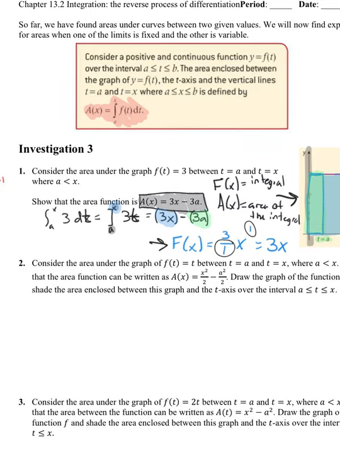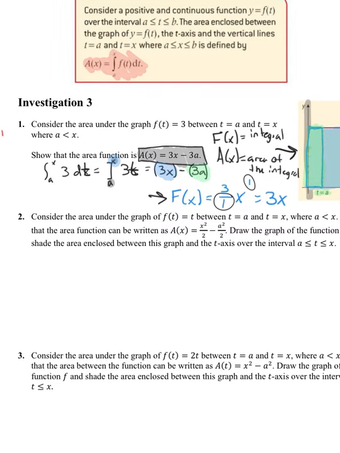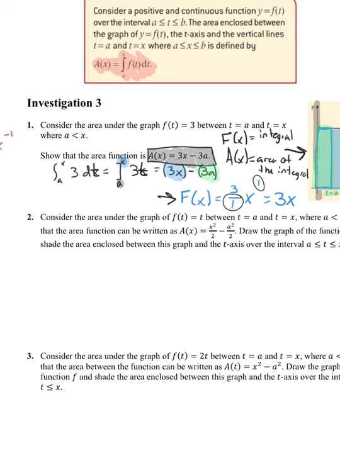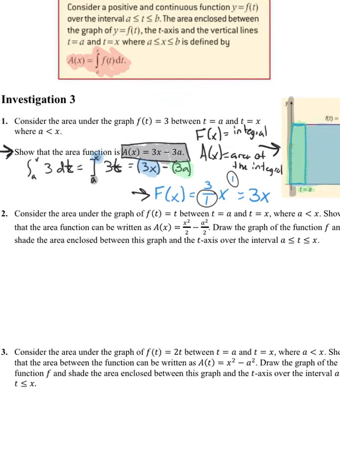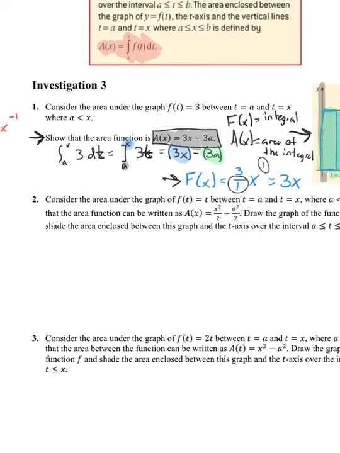Alright, so that's what problem 1 looks like there. Problem 2 here is going to give us a different problem. What's the final answer for that one? The final answer for this one, sorry. It's a show that problem, so it's saying, hey, show that the area of the function is this: a of x equals 3x minus 3a. And I was just trying to explain where it came from, that's all. Sorry, I did not do a great job of explaining where it came from.